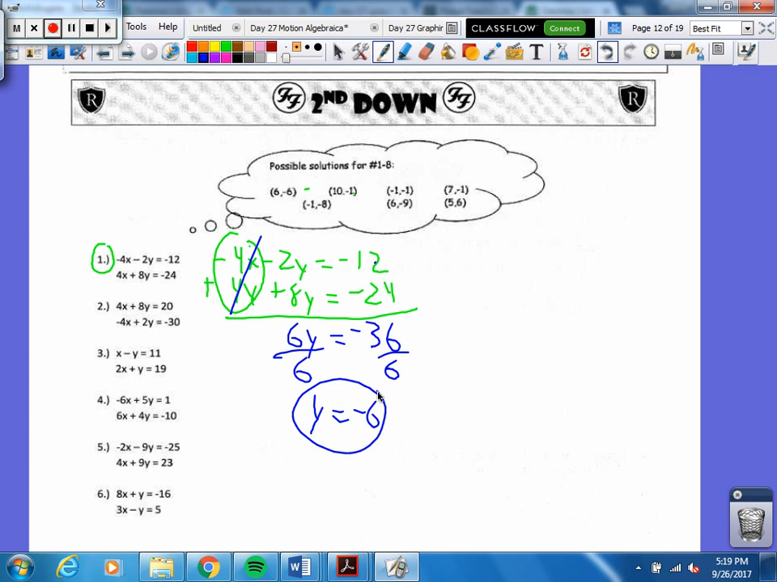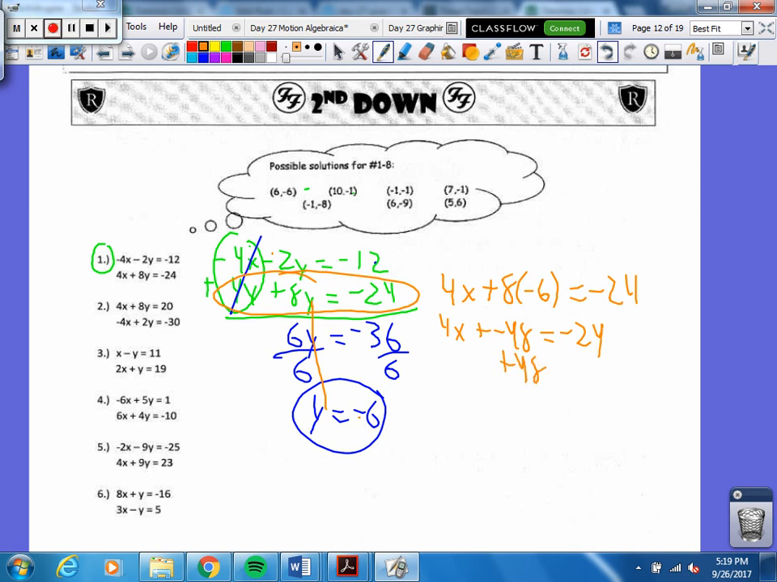Now I got to plug back in. Be very careful. Let's do this one. I don't know. I chose it. If you chose the top one, you should get the same answer. So I have 4x. Remember, I'm plugging in for y, so that goes right there. Plus 8 times negative 6 equals negative 24. 4x plus negative 48, or minus 48, same thing, is negative 24.